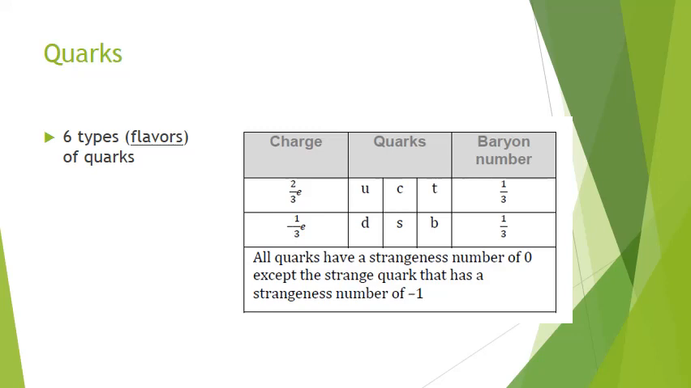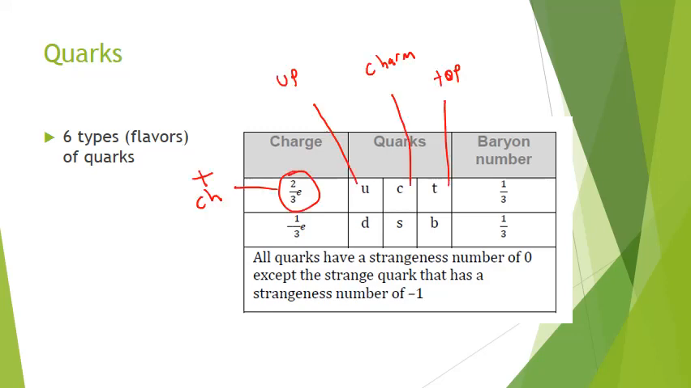Now, on your equation sheet, under the nuclear section, it's section 7.3 in the current curriculum. You actually have this table right in there, which is pretty awesome. They give you a lot of information here. There's 6 types of quarks. We have the U, which is the up quark, C, charm quark, and then T is the top quark.